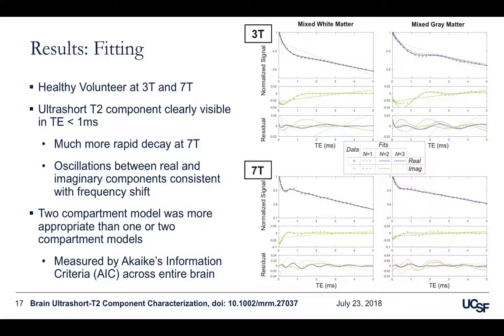We also found that of these compartment models, the two-compartment model was more appropriate, which was measured by the Akaike's information criteria across the entire brain. This held at both 3T and 7T. So all results I'll show from this point forward are two-compartment fits.